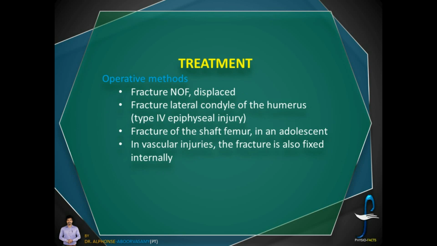Operative treatments are required in the following conditions: fracture neck of femur if it is displaced, fracture lateral condyle of humerus like type 4 epiphyseal injury, fracture of the shaft of femur in an adolescent. In avascular injuries, the fracture is also fixed internally. These are the examples of operative methods used in fracture in children.